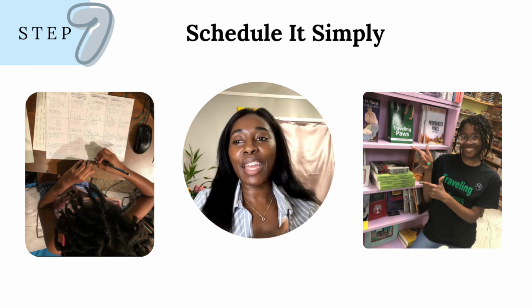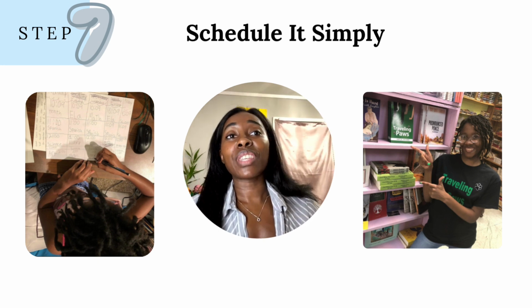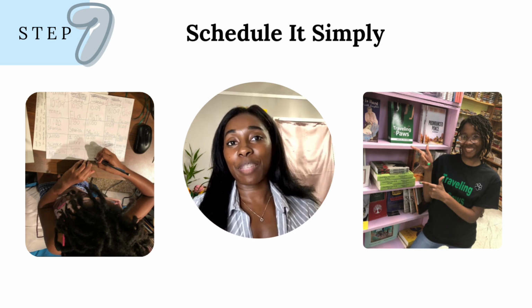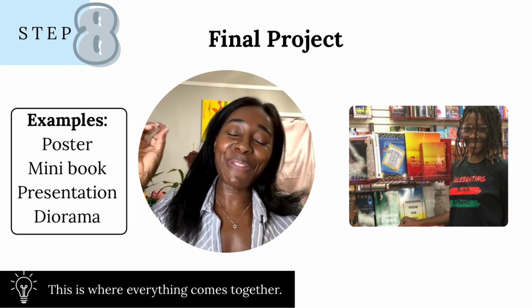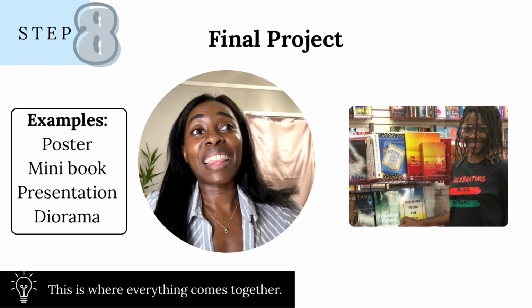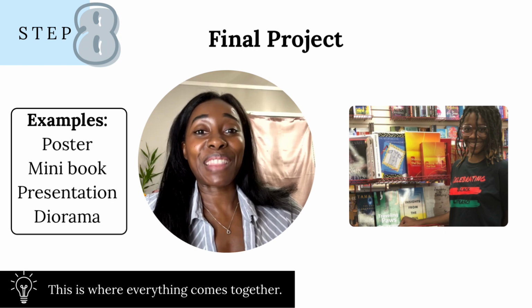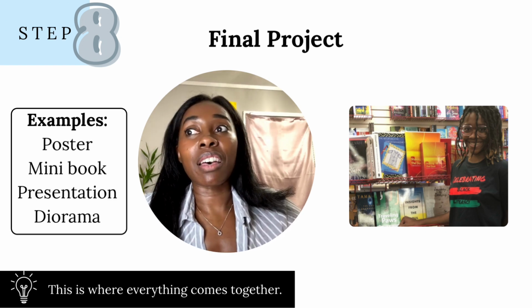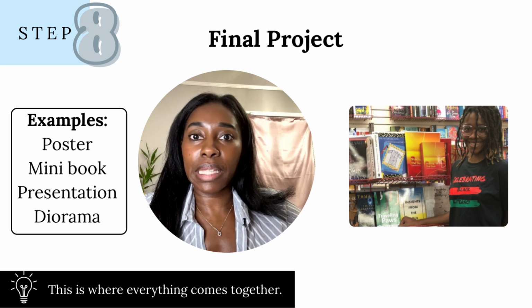Step 7, if you've already made your big old chart of scope and sequence and then you broke that down and you have your units, you're then going to schedule in these lessons and these activities. Try to keep it as simple as possible. And then step 8, the final project. This is where everything comes together. Let them show you what they have learned. This is also going to tie in to the next video in the series, assessing and tracking.